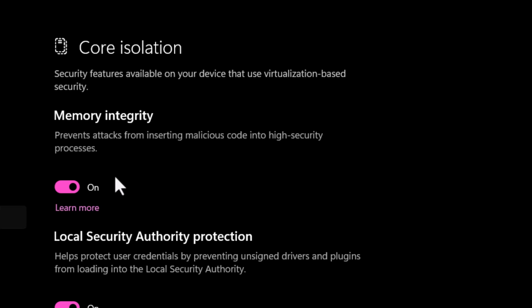Step 4. Find the option called Memory Integrity. This feature helps protect important Windows processes from malicious code.